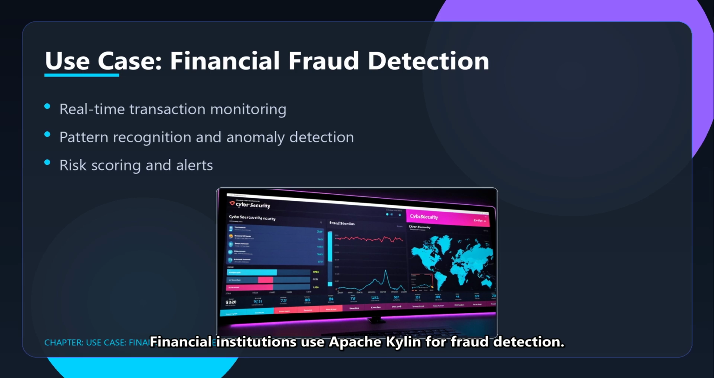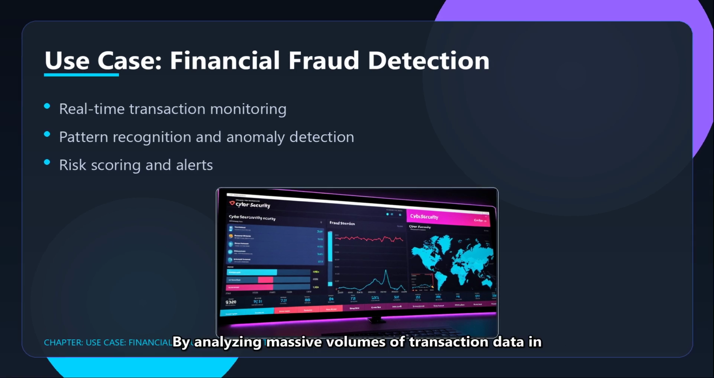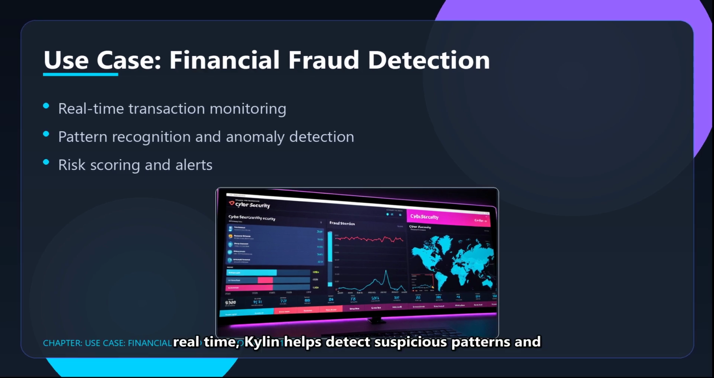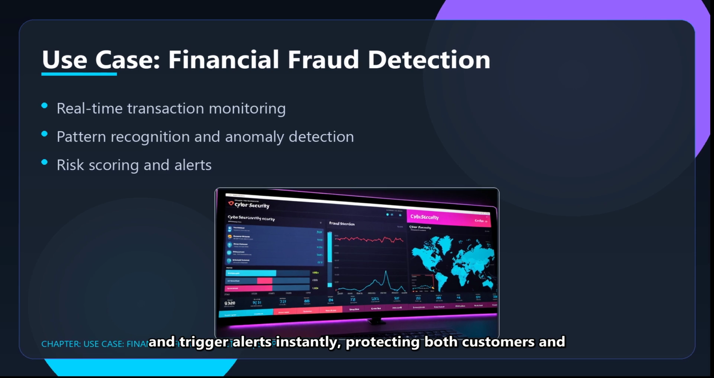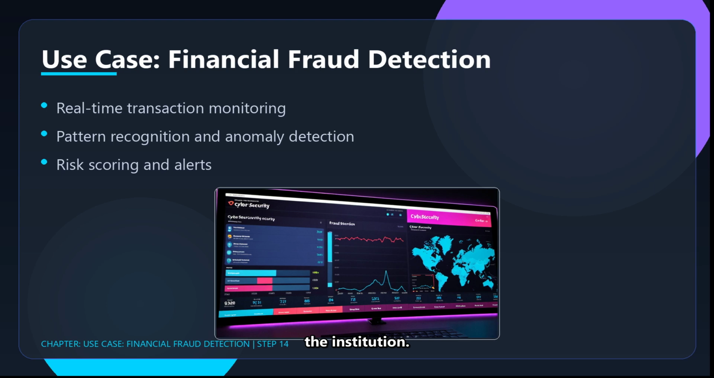Financial institutions use Apache Kylin for fraud detection. By analyzing massive volumes of transaction data in real time, Kylin helps detect suspicious patterns and anomalies. This enables financial institutions to score risks and trigger alerts instantly, protecting both customers and the institution.